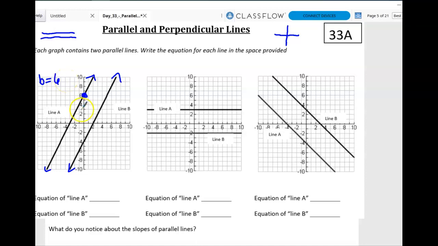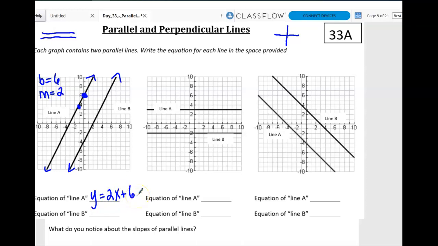And then to find my slope, I'm actually going to find another point where it intersects with the line. So I'm going to go right here. All right, so if I look at that, I'm going to do a rise 2, run 1. So my slope is actually 2. Okay, so I can write the equation of that line A as, because all I need is the slope and the intercept, y is equal to 2x plus 6.